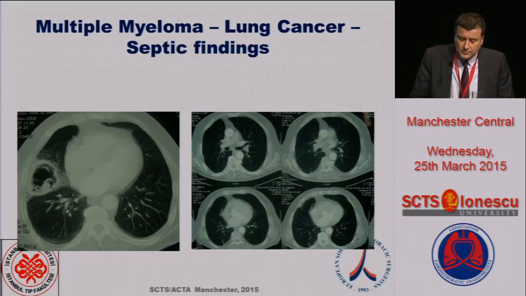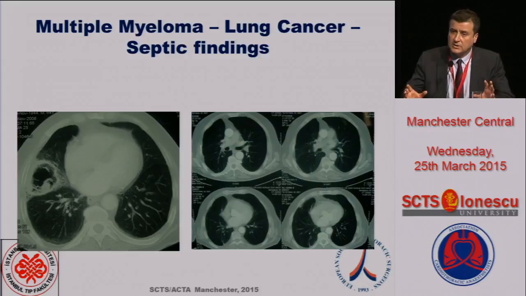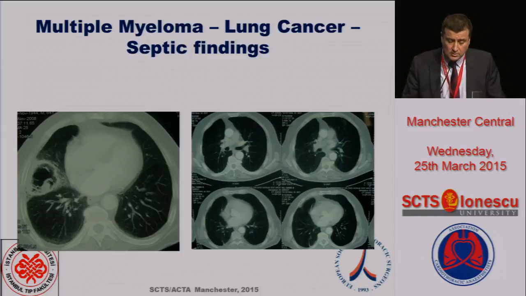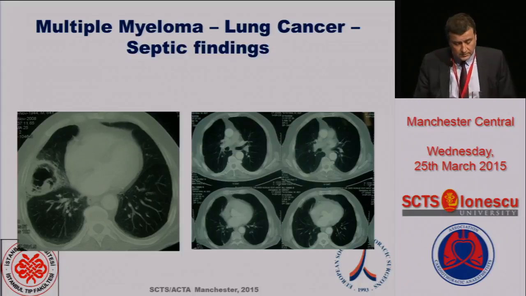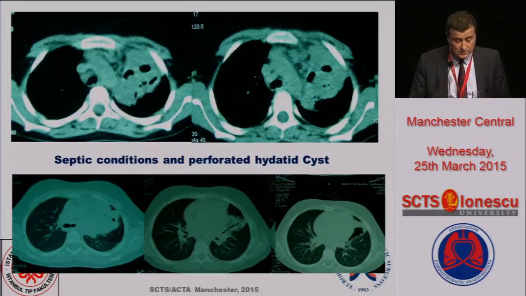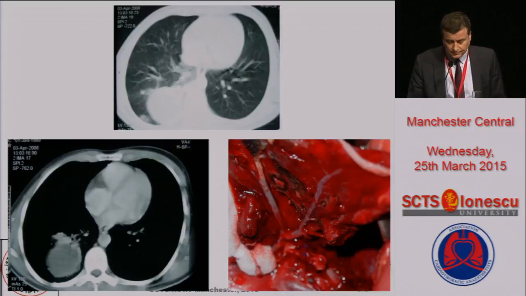Some patients developed septic findings due to coexistent diseases like multiple myeloma or underlying cancer. Here's an example. We thought very carefully about having a resection. At last we decided to resect this patient. Another septic condition may occur after perforation of a hydatid cyst, and these patients may require debridement at least, but may also require anatomical resections due to involvement of the lung.